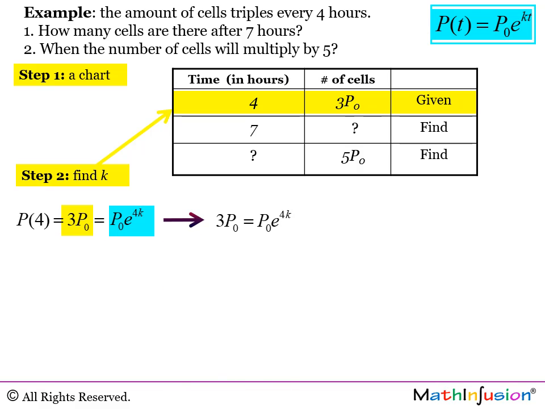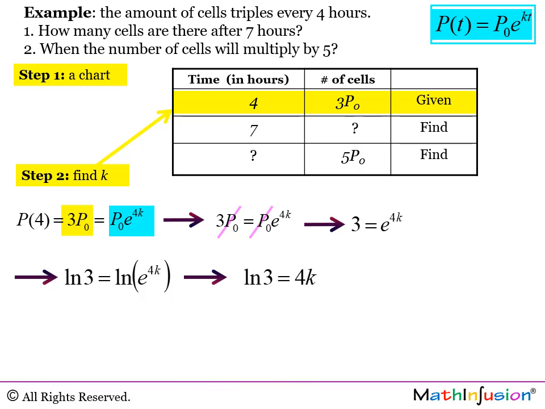Now I'm looking at the 2 highlighted ones and I can cancel out p0. I get this. And now I can apply ln to both sides. And I get that ln of 3 equals 4k, and k equals ln of 3 over 4.